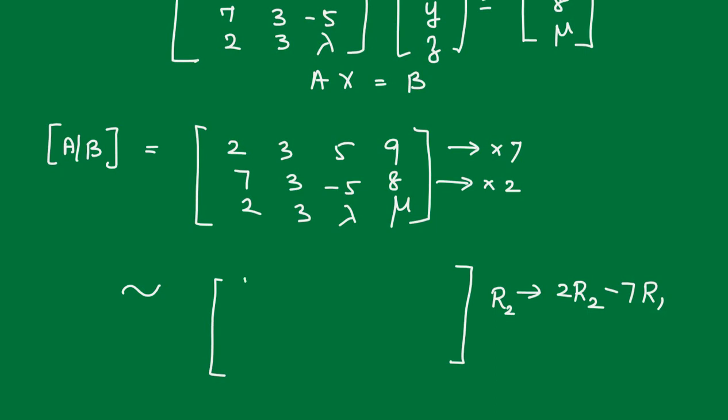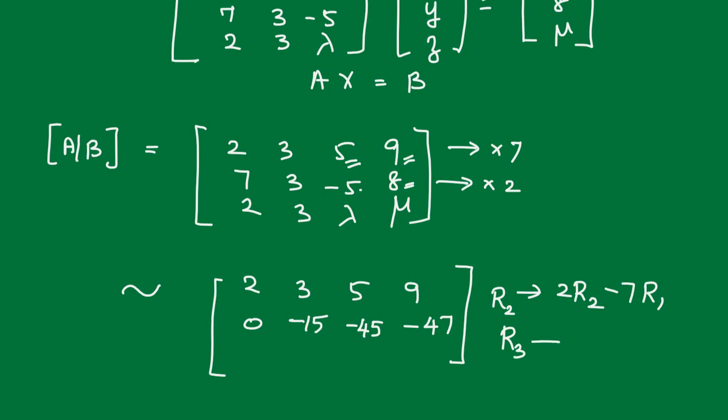The first row remains as it is. We change R2 now, so this element becomes 0. Next element, 2 times R2: 3 into 2 gives us 6 minus 21 is minus 15. Minus 5 into 2 is minus 10, minus 10 minus 35 gives us minus 45. 8 into 2 is 16, minus 7 into 9 gives us minus 47.